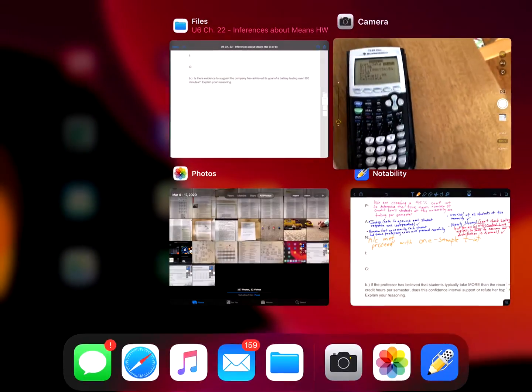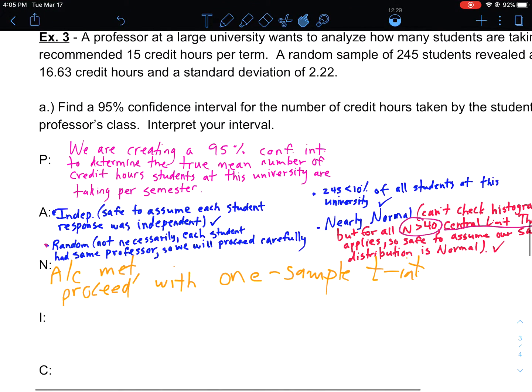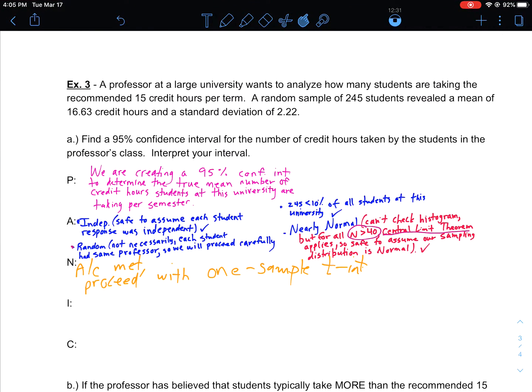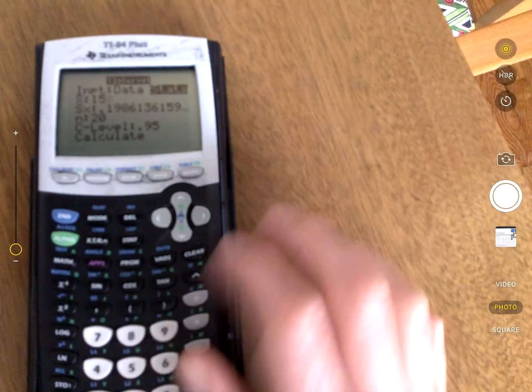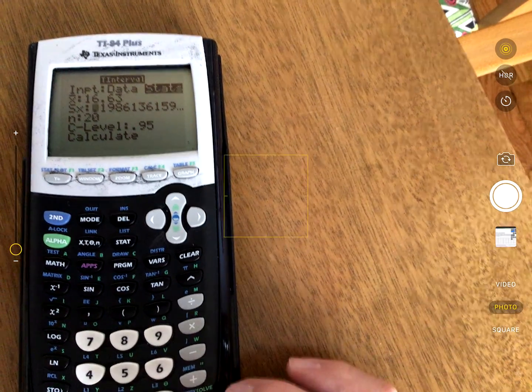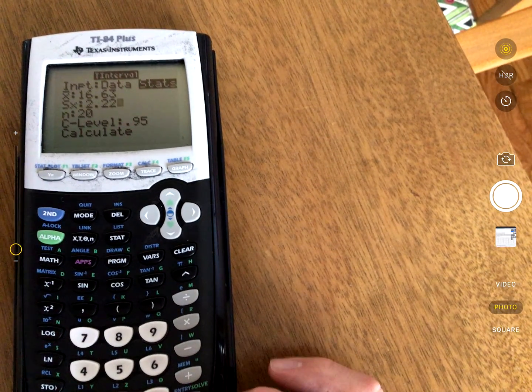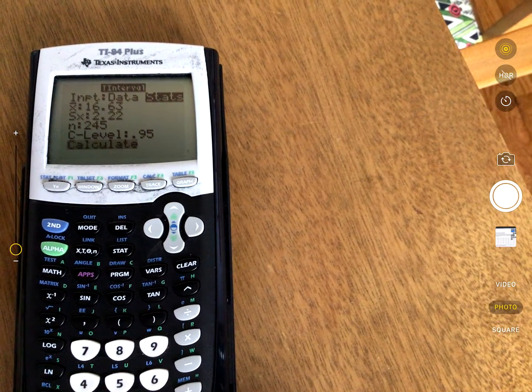So remember, 15 is what we're hoping for. Oh no, sorry. Hold on. I was jumping to a hypothesis test. In this case, it was 16.63. My bad, 16.63. Then 2.22, and the sample size was 245, and it was 95% confidence.